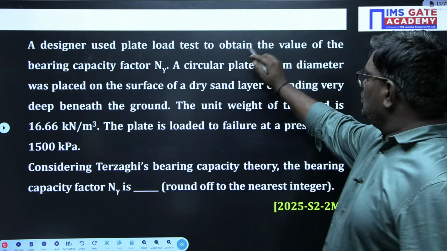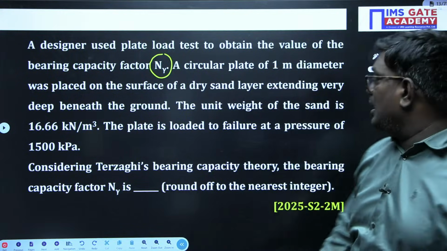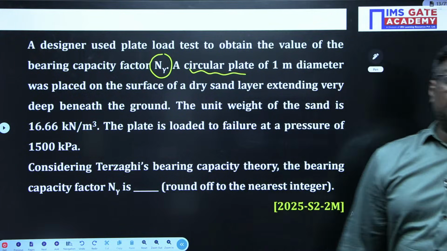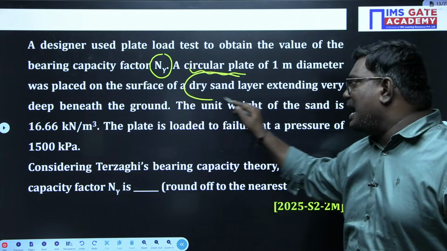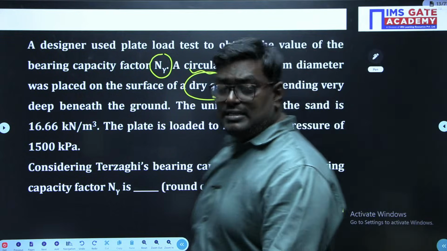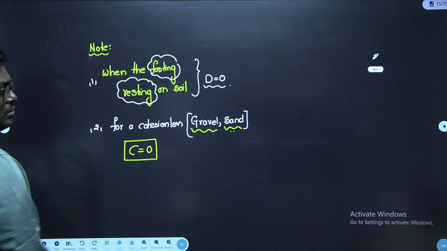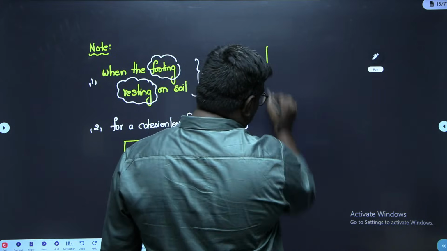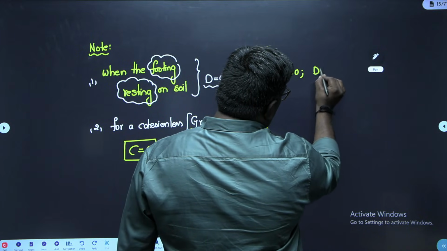So if I consider here, my dear students, please see. Now a designer used a plate to obtain the value of bearing capacity factor N gamma. We have to find the value of N gamma. A circular plate of 1 meter diameter was placed on dry sand. When they placed it on dry sand, C will be 0. And it is placed on sand, so depth is also 0. So here depth is also 0, C is also 0. From this question, it is evident that C is equal to 0 and depth is equal to 0.